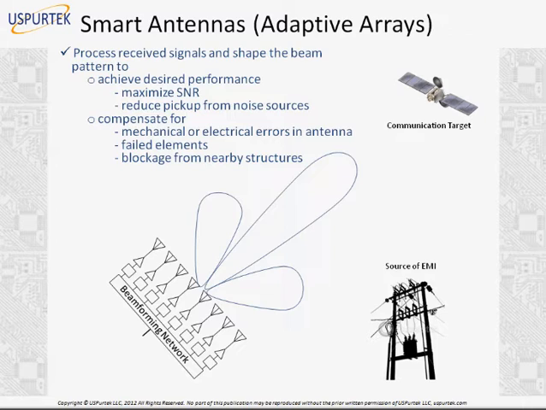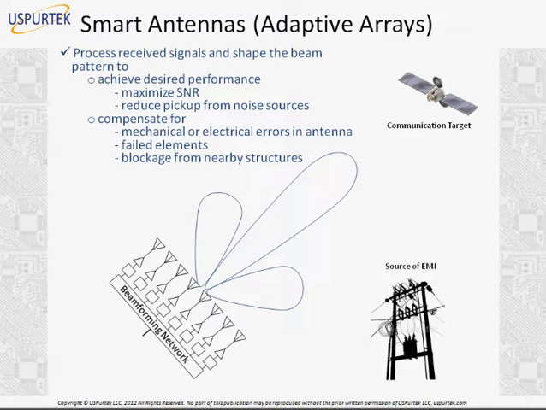So it is adaptive. It receives the signals and calculates, using some algorithms and DSPs, that, okay, I am getting a strong signal from this direction. Let me steer the beam in that direction so that I can maximize my signal to noise ratio. Now that has very good applications to reduce pickup from noise sources.